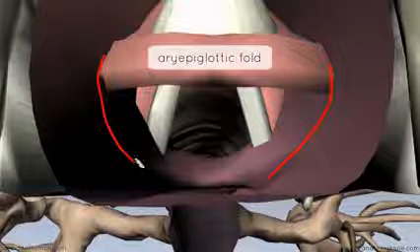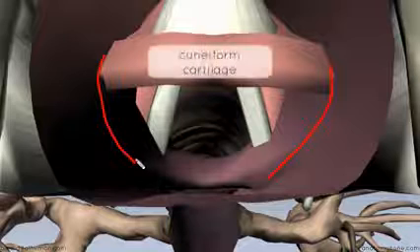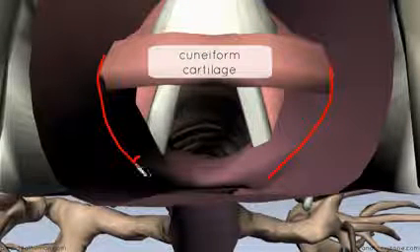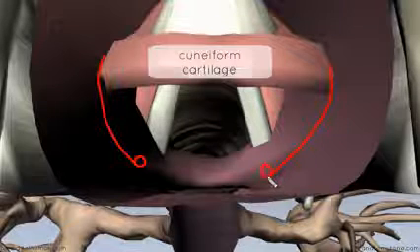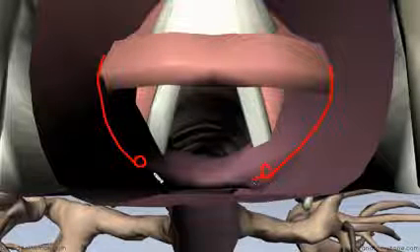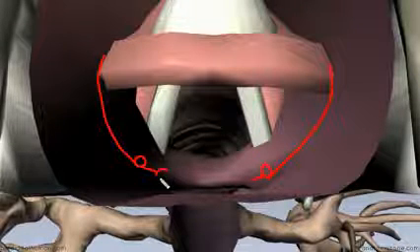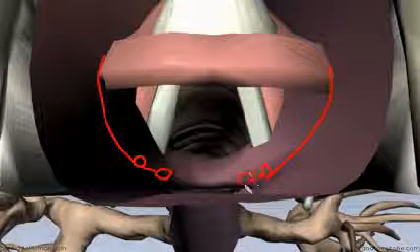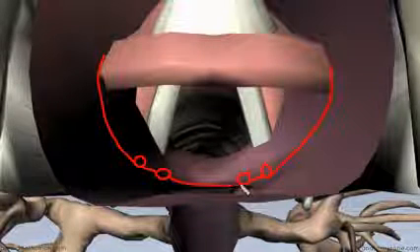So suspended within this fold of mucosa, you've got a little cartilage called the cuneiform cartilage. So you've got a little round bump on either side called the cuneiform cartilage, and then it envelops the arytenoid cartilage, which sits around here, and then the mucosa joins posteriorly like this.